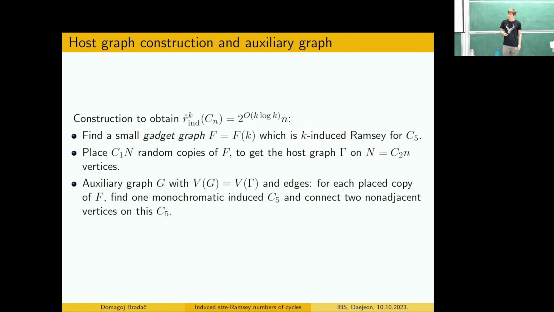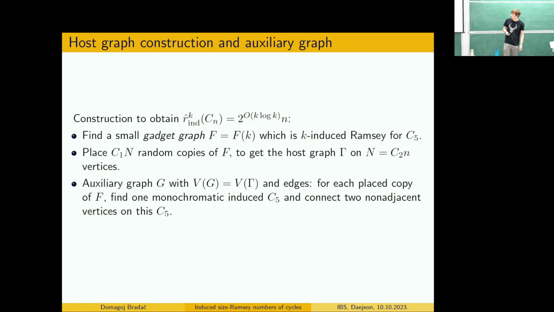Okay, and now you build an auxiliary graph G. So my host graph I will denote by Gamma, and the auxiliary graph I will denote by G. You build the auxiliary graph on the same set of vertices, where you look at every copy of F that you placed. Now you know after the coloring there is some monochromatic 5 cycle there as an induced subgraph. You take one such 5 cycle, you take 2 vertices which are not adjacent on the 5 cycle, and there you put an edge in the auxiliary graph, and you color this edge by the color of the 5 cycle.